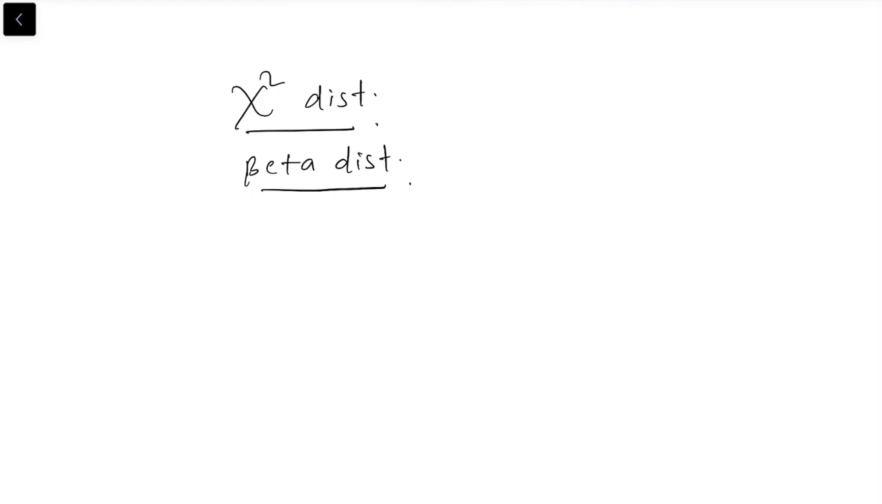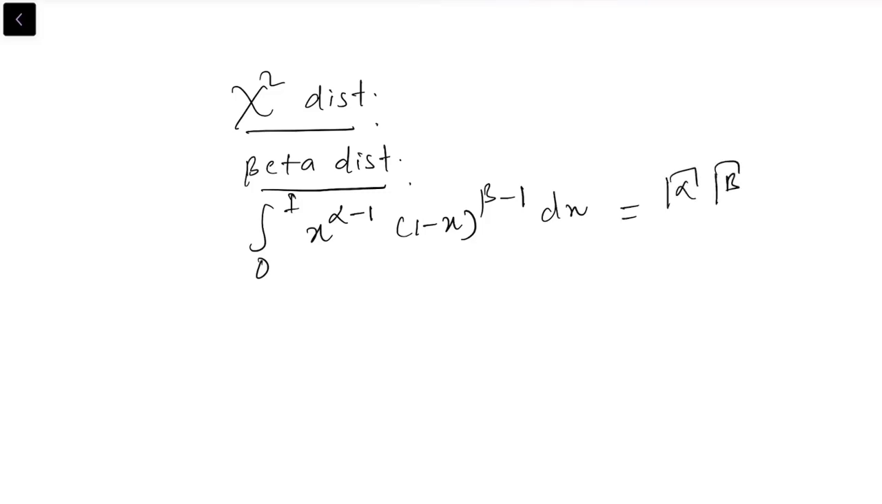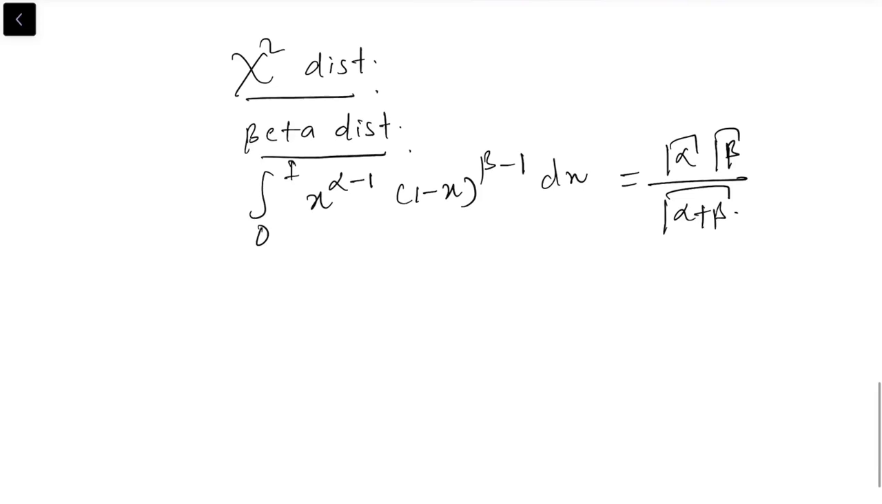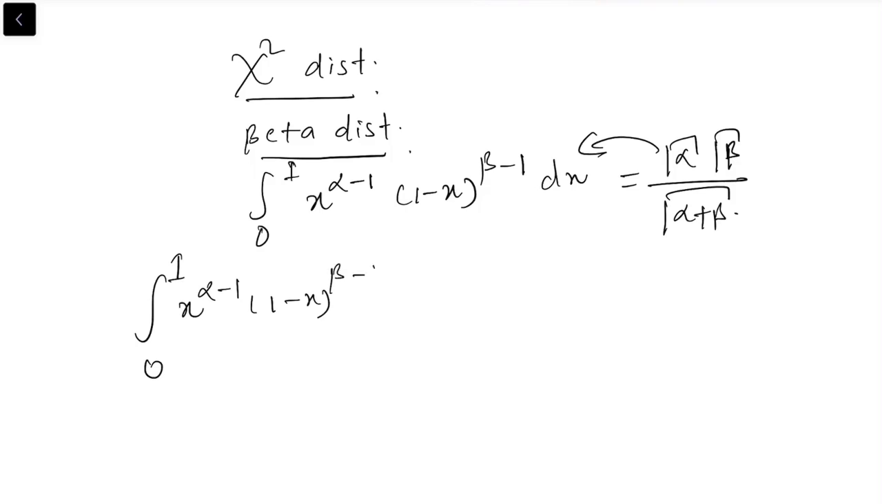Before this, let's recall the beta integration, that is from 0 to 1, x to the power alpha minus 1, times 1 minus x to the power beta minus 1 dx, and the answer is gamma alpha gamma beta divided by gamma alpha plus beta. So now we can bring these terms to the left side. So this is the integral from 0 to 1 of x to the power alpha minus 1, times 1 minus x to the power beta minus 1, times gamma alpha plus beta divided by gamma alpha gamma beta, and this is 1.